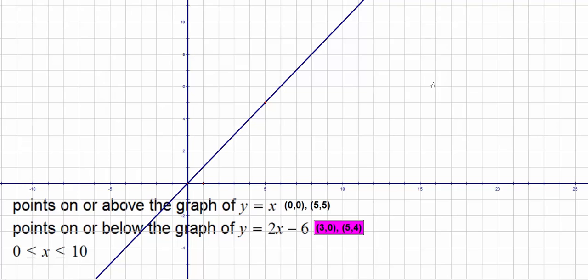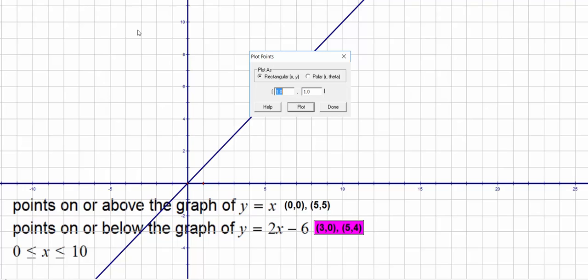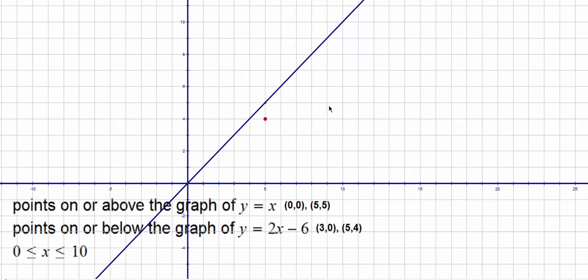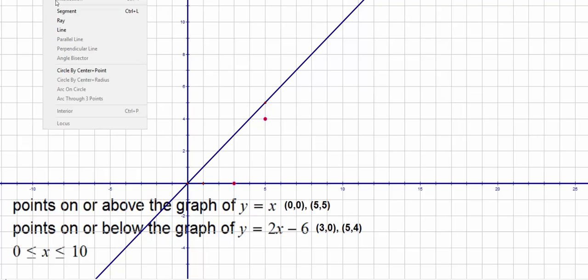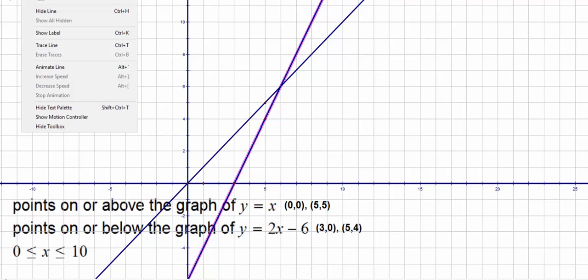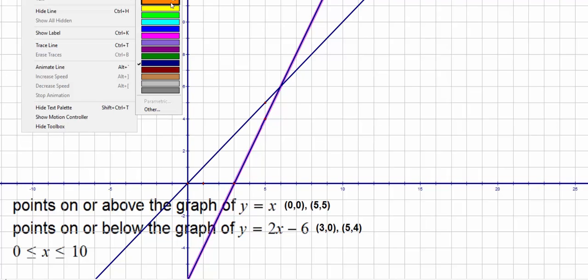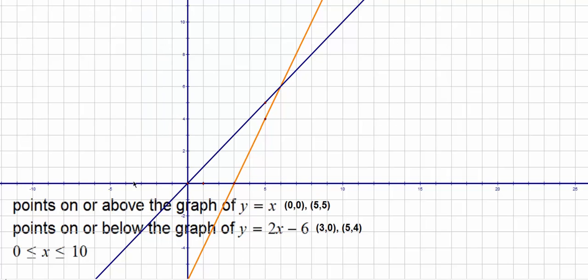First I have to plot these points, so let me do that. So here we are. I want to go for 3, 0. All right, then 5, 4. Okay, so here is 3, 0. That's 5, 4, and I'll construct a line. Let me just change the color of that line to, say, orange. All right, so we got these here.